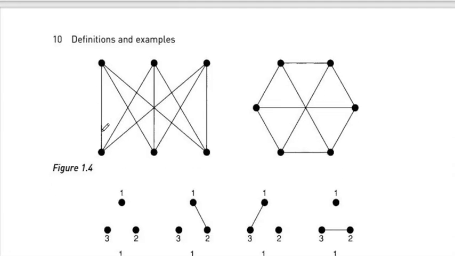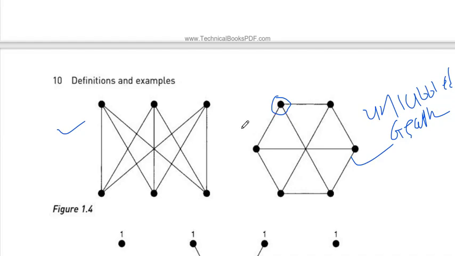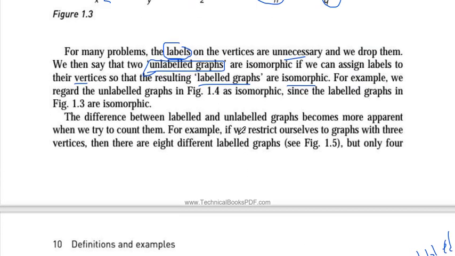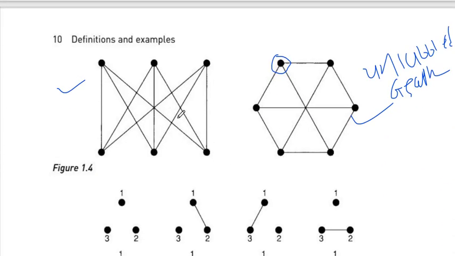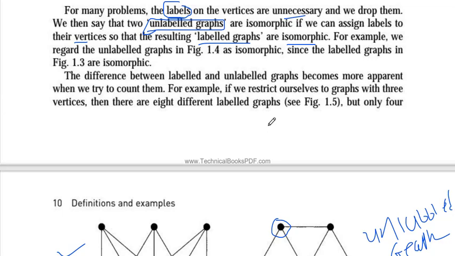Let's say this one: they have not given names. This is an unlabeled graph. Again, a new definition: unlabeled graph, where we have not given any name to the vertices. So this is also called isomorphic, because we have 6 vertices and all the vertices have 3 edges. Here also all the vertices have 3 edges, and the number of vertices is also 6.